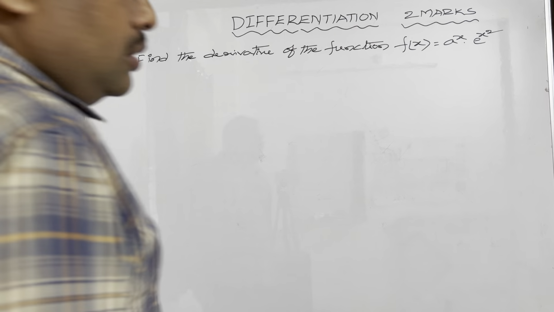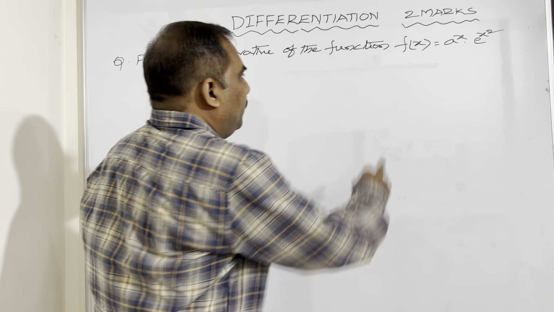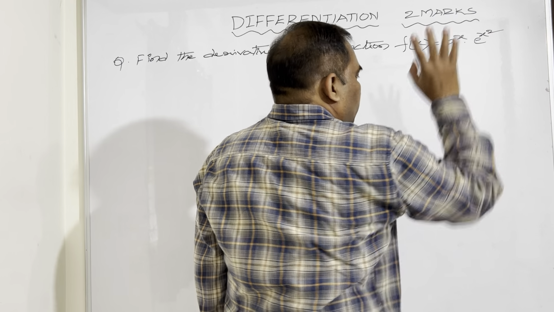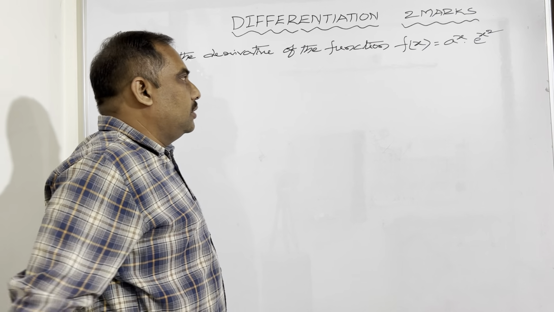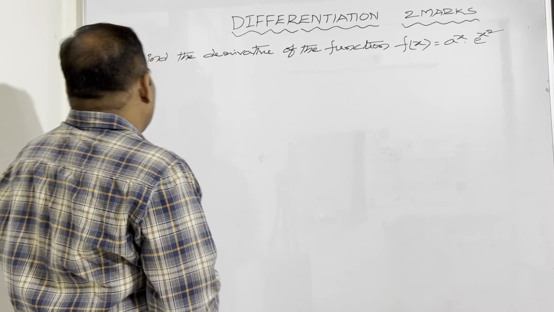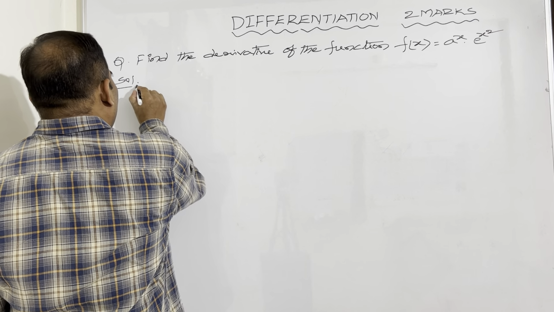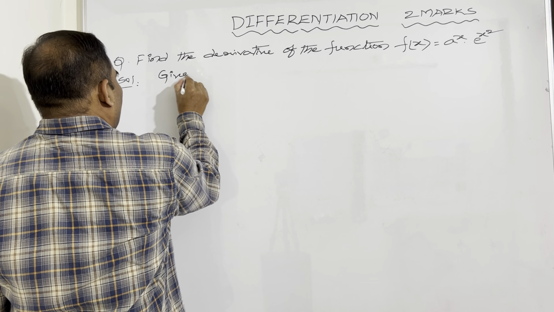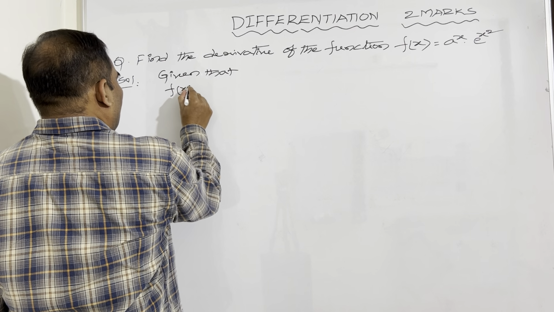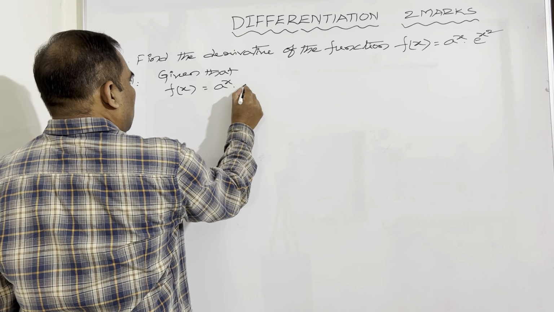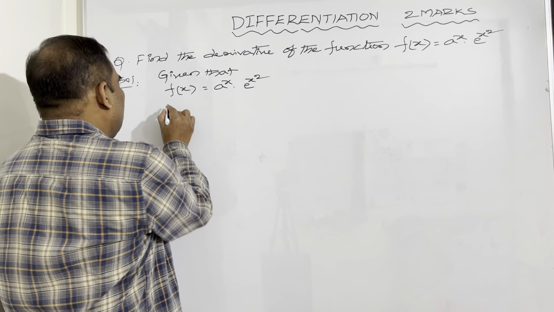Next. In this video we are going to discuss finding the derivative of the function f of x is equal to a to the power of x into e power x square, which is also very important, many times repeated in the board examinations. This is also a previous year's question. In the solution, given that f of x is equal to a to the power of x into e to the power of x square. See here, differentiating with respect to x on both sides.